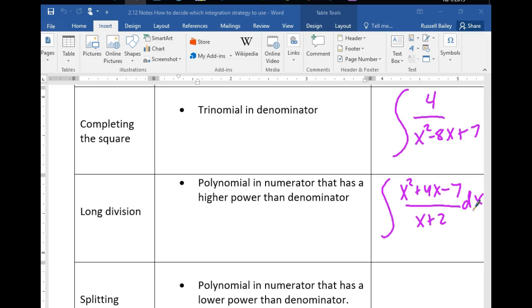Now there's only one left, right? What would the last one be? So, Andrew, what's the last one here going to be? It's going to be 2x to the power of 3 plus 4x over x to the power of 4 plus 4. Good.